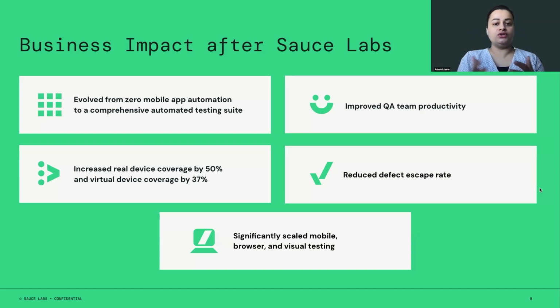They increased their real device coverage by up to 50%, and all of these improvements started to have business impact in terms of continuous improvement in the customer experience, faster time to market, and really high confidence in their releases. So we hope this story also gives you some aspects of how companies are solving their problems in the real world.